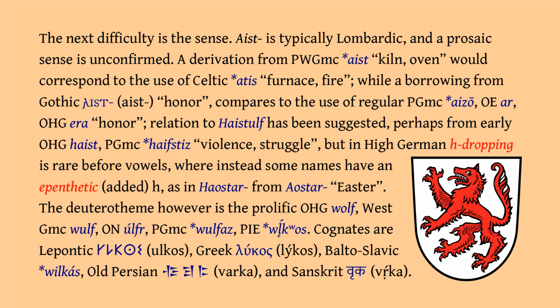Relation to Heistolf has been suggested, perhaps from early Old High German Heist, Proto-Germanic Heifstis, violence, struggle, but in High German H dropping is rare before vowels, where instead some names have an epenthetic added H, as in Hersta, from Ersta, Easter. The deuterotheme, however, is the prolific Old High German Wolf, West Germanic Wolf, Old Norse Ulfa, Proto-Germanic Wulfas, Proto-Indo-European Wulkos. Cognates are Lepontic Ulkos, Greek Lukos, Balto-Slavic Wilkas, Old Persian Waka, Sanskrit Waraka.